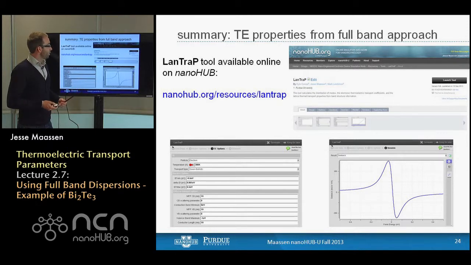For those of you that are interested in trying this out, there's an exercise that comes with this lecture where you use this tool to essentially replicate many of the figures that I've shown in this lecture. And so I hope that I've given you a sense of how these calculations are done and why, in fact, it's useful to know how to do them.